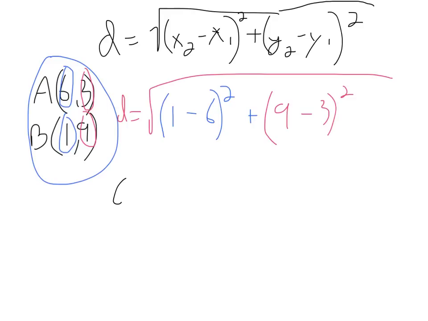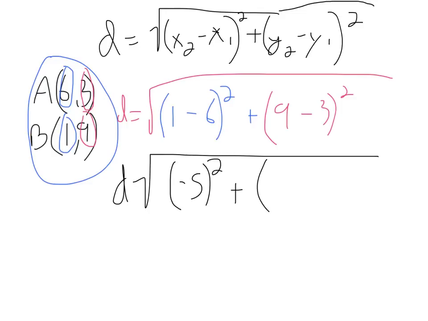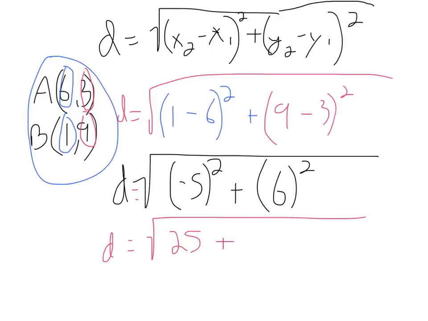Okay, so let's start simplifying this. D equals, 1 minus 6 is negative 5 squared, plus 9 minus 3 is 6 squared. Next line, D equals, what is the square of negative 5? Negative 5 times negative 5 is 25, plus 6 times 6 is 36. Next line, D equals the square root of, what is 25 plus 36?